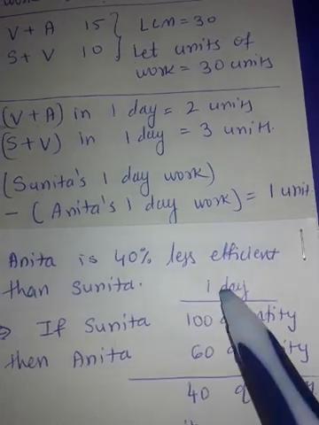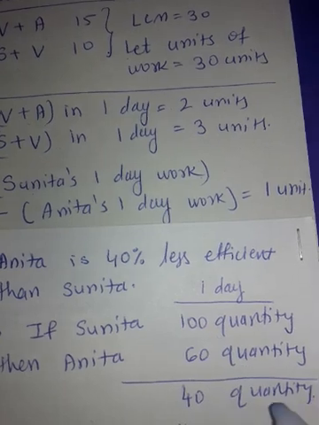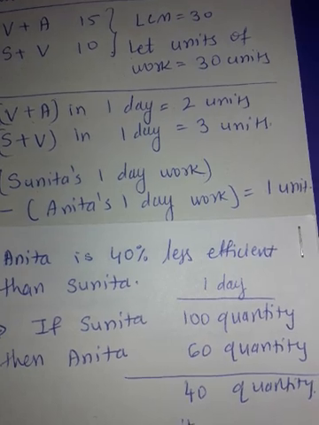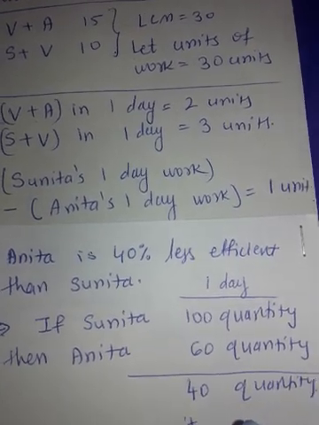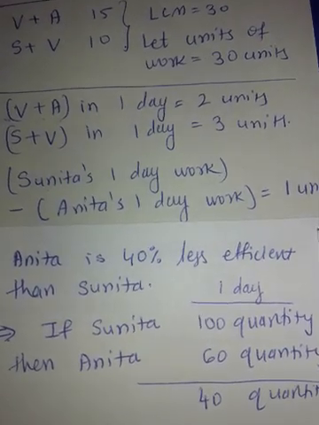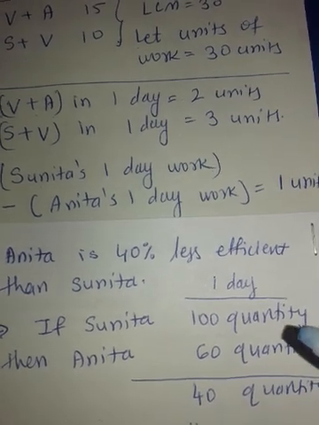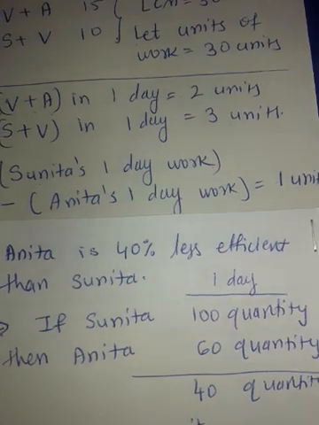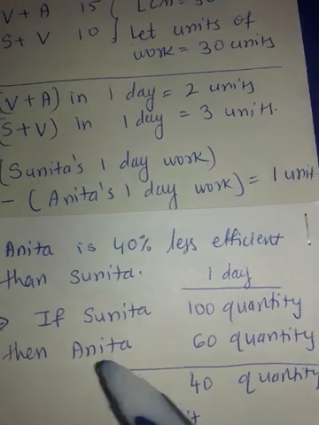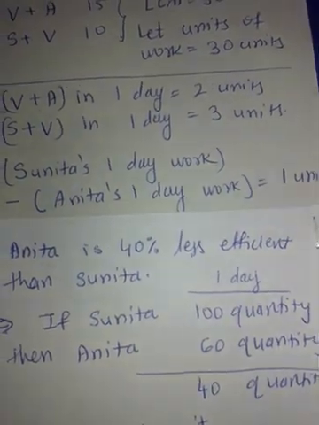So if Sunita in one day completes 100 quantity of work, Anita in one day will complete 60 quantity of work and the difference will be 40 quantity. This work can be anything. This can be painting the wall, painting 100 walls, eating 100 biscuits, or filling 100 buckets in a well. Any such work is possible. If Sunita is finishing 100 quantity, Anita is finishing 60 and the difference is 40% less. Understood this?